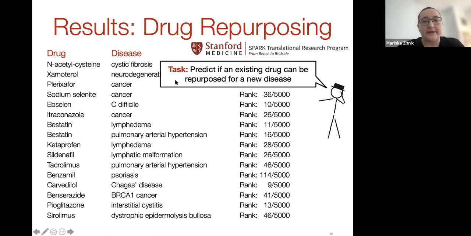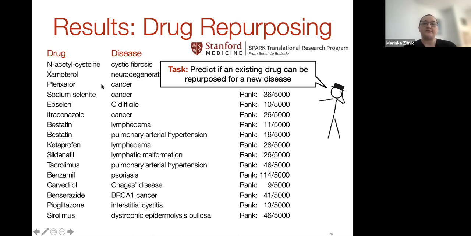We benchmarked the method by conducting a variety of different cross-validation settings, but the part of the results that I will show here is one particular study that was very exciting to us. It was a study done with the SPARC Translational Research Program at Stanford, which is an international program that has repurposed a large number of drugs over the last two decades. What they gave us was a list of drugs and diseases that were repurposed by their center recently.